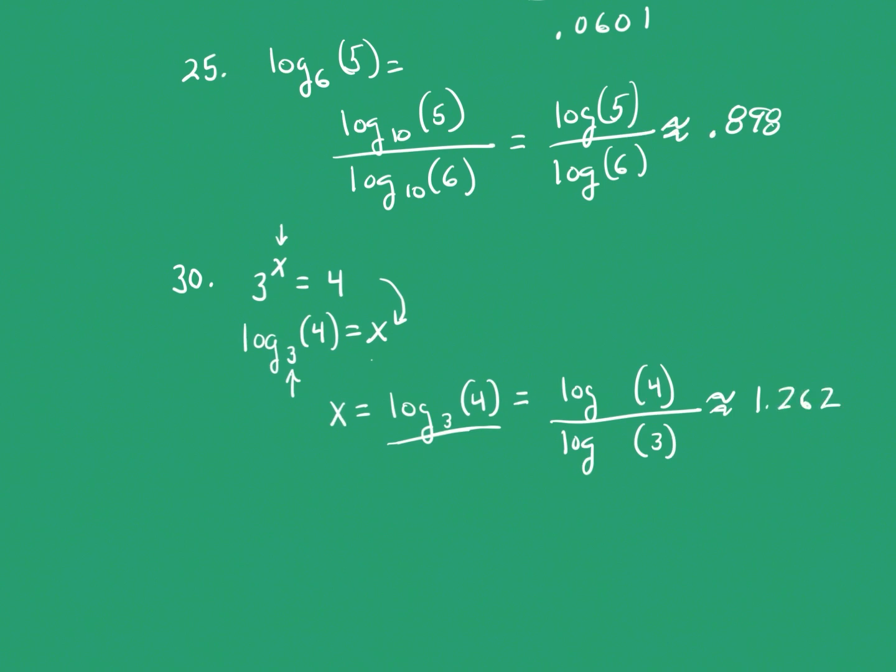which makes sense, right? Because we know it's got to be bigger than 1, because 3 to the 1 equals 3, and 3 to the 2 equals 9, so it's going to be somewhere between 1 and 2. So 3 to the 1.262 is approximately 4. So we can use this change of base property and our calculators to work these problems. Okay, that should get you through what you need to do your homework.